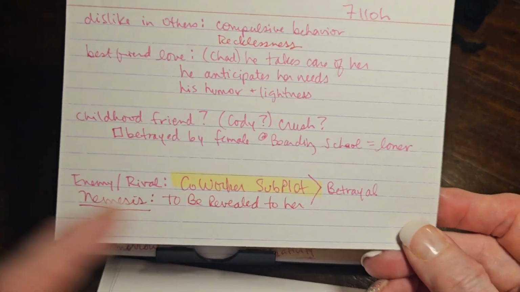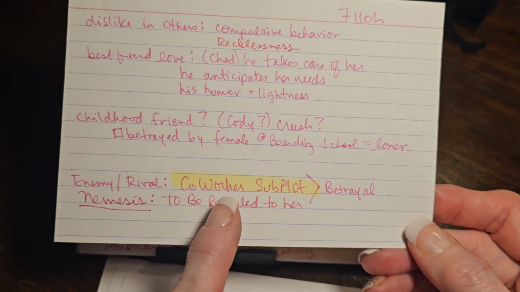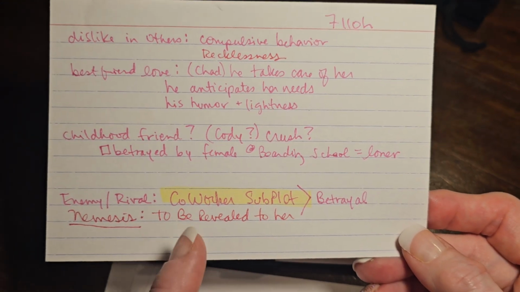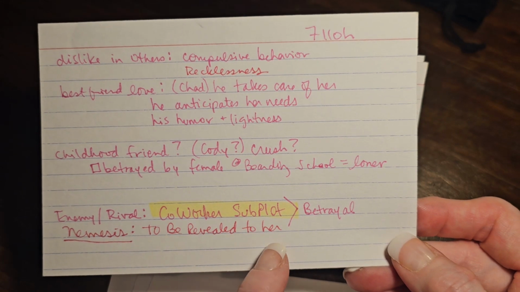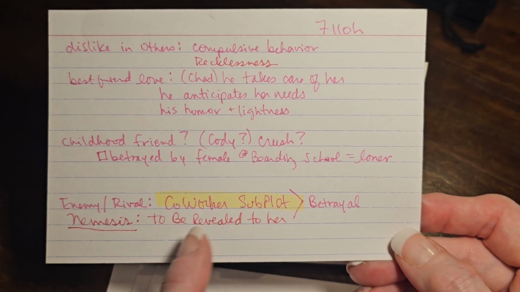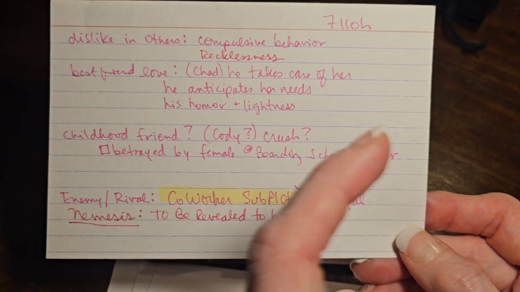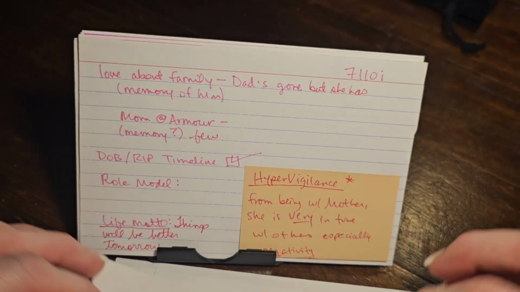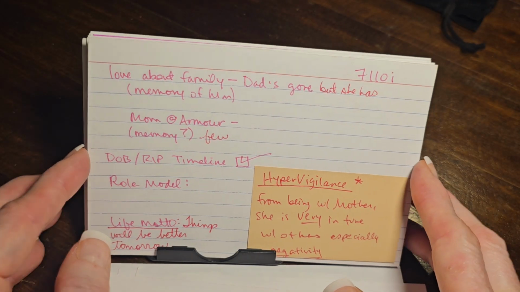What about an enemy or a rival? I made myself a note. This could be a co-worker subplot, some kind of betrayal. Her nemesis is to be revealed to her later. So I'm just reminding myself that these things will be unpacked later on in the story. They're not going to happen before the midpoint. So again, just talking to yourself about your character.